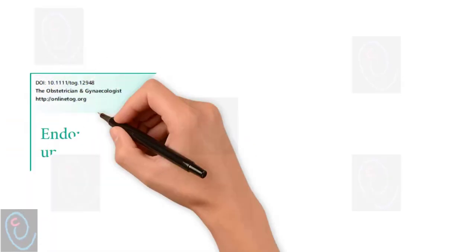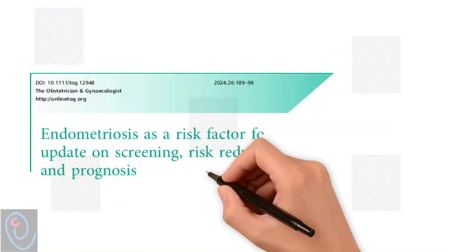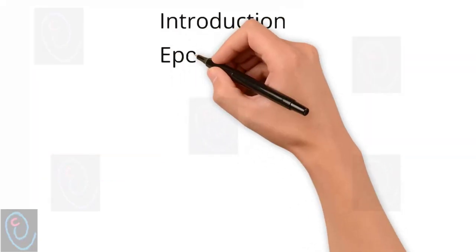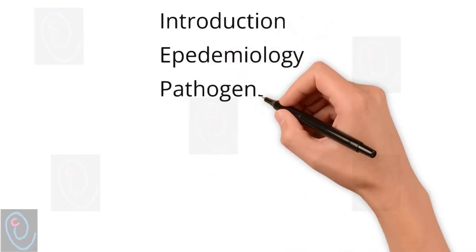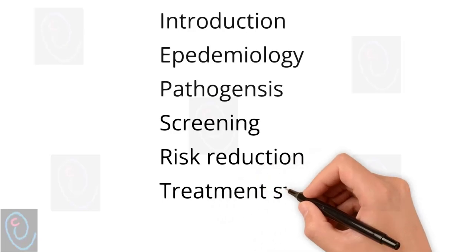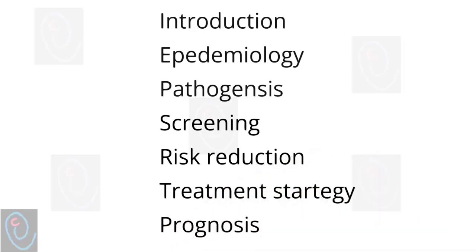بسم الله الرحمن الرحيم. Endometriosis Associated Ovarian Cancer, TOG أكتوبر 2024. هنتكلم في الموضوع ده على Introduction, Epidemiology, Pathophysiology, Screening, Risk Reduction Strategies, Treatment Strategies، وآخر حاجة هو البروجنوز.